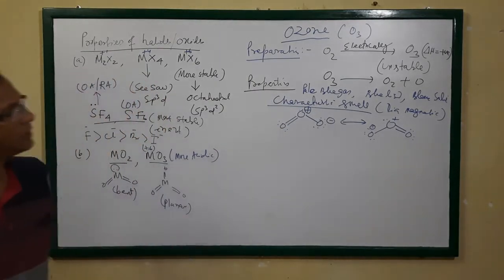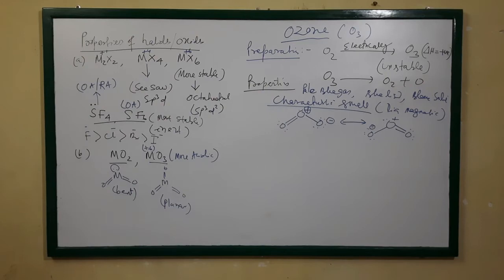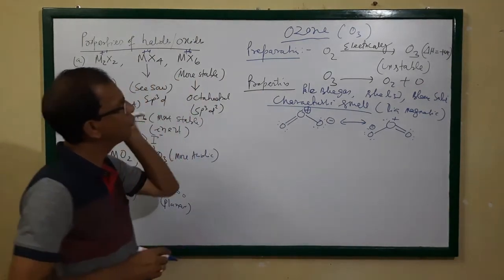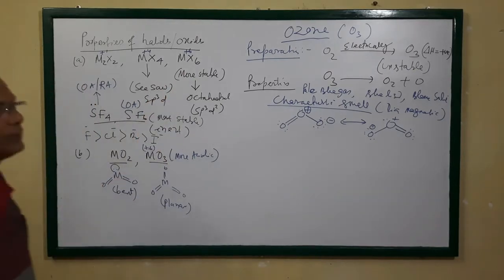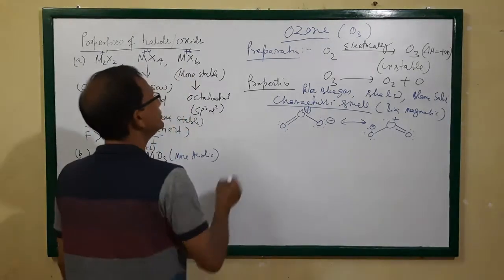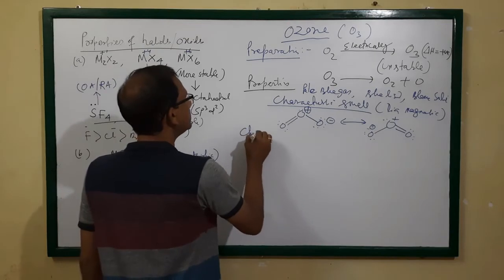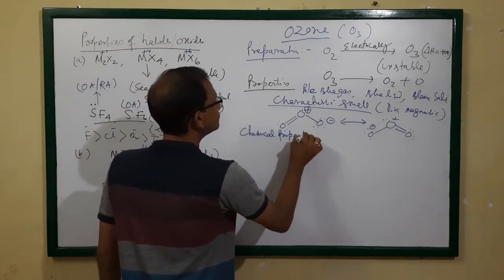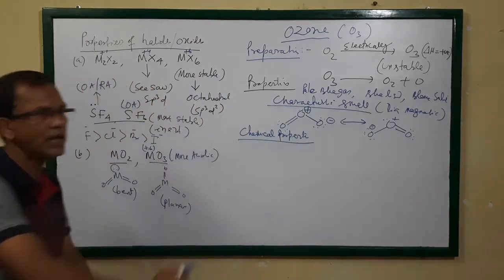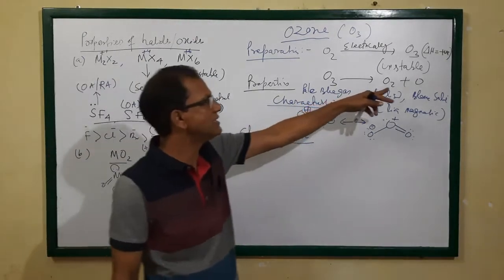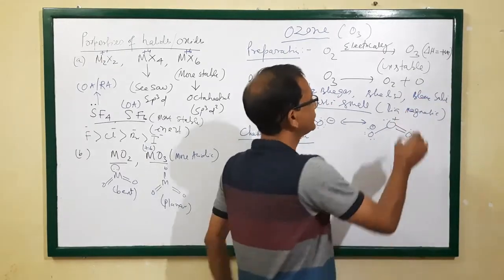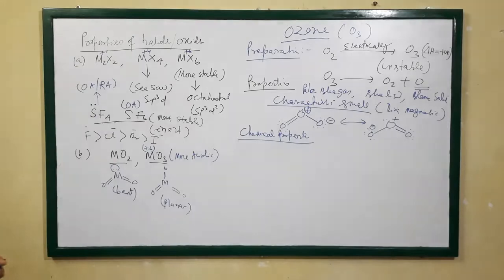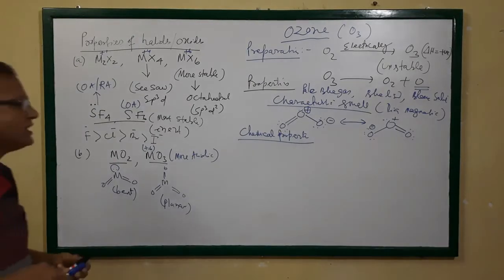So this is the resonance structure of O3. What are the chemical properties of ozone? I have already told you the chemical properties: it acts as an oxidizing agent due to the formation of atomic oxygen from O3. What are the oxidizing reactions?